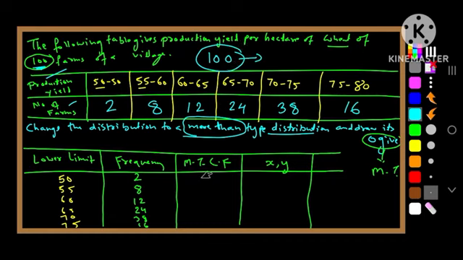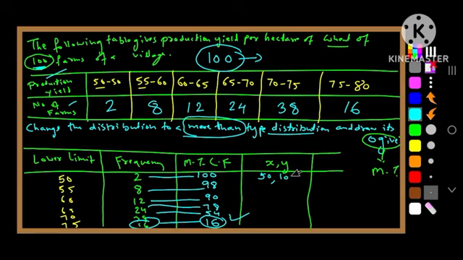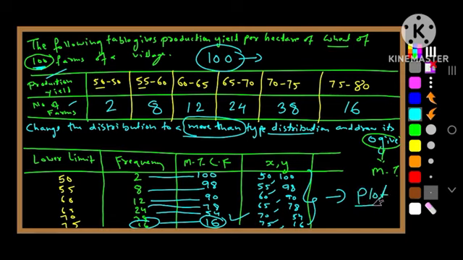Now on the x-axis I am taking the lower limit 50, comma, on the y-axis I am taking the more than cumulative frequency. The y coordinate will be 100. Similarly 55, 98, 60, 90, 65, 78, 70, 54 and 75, 16. So these coordinates you have to plot on the graph.